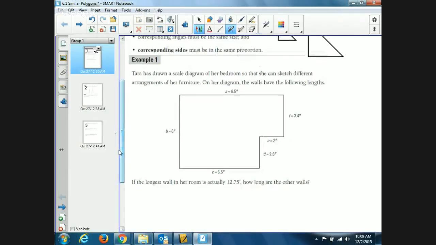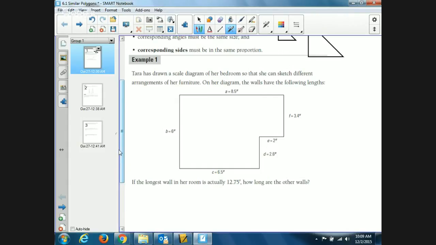So, continuing on. Tara has drawn a scale diagram of a room. This is where the work begins. Alyssa, you'd be wise to get that 6.1 sheet from the box there. This is what we're doing. You don't have to. You can grab it. Now, a scale diagram of her bedroom so she can sketch a different arrangement of her furniture.